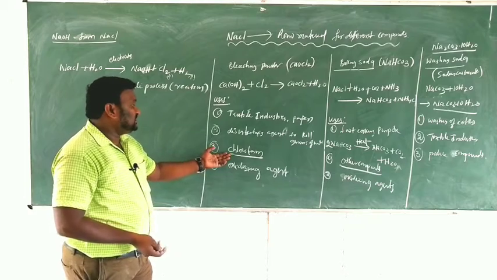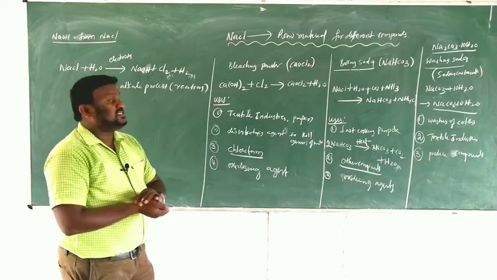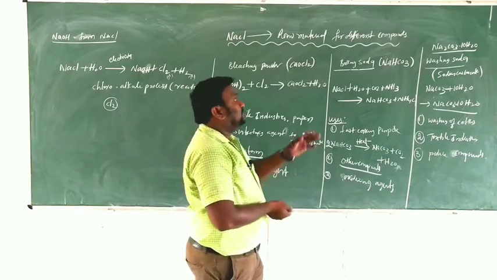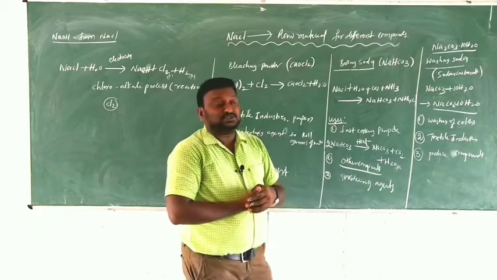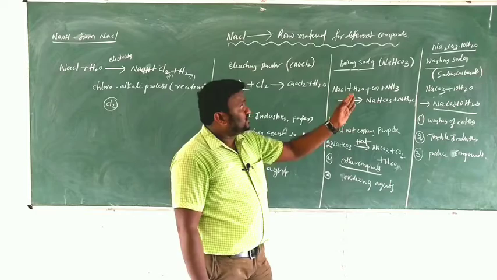And the next thing: to produce chloroform, and it is used as an oxidizing agent. Clear? And after that, baking soda. Baking soda has the formula NaHCO3, sodium hydrogen carbonate.